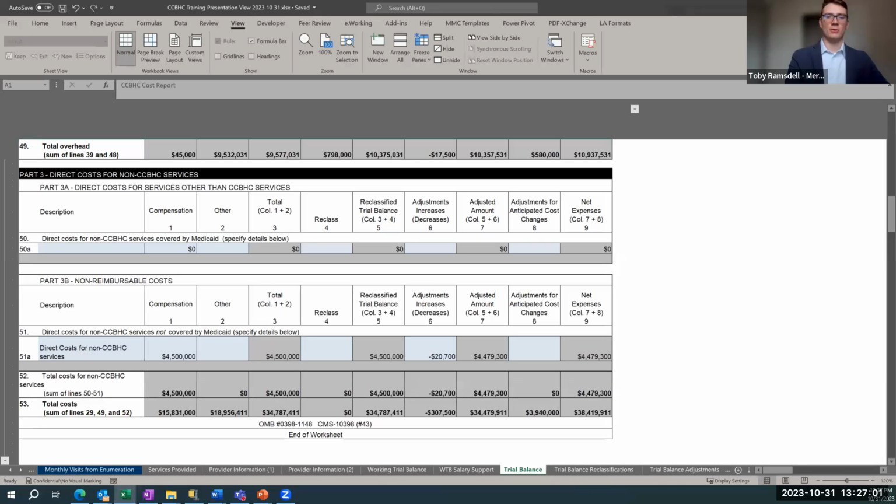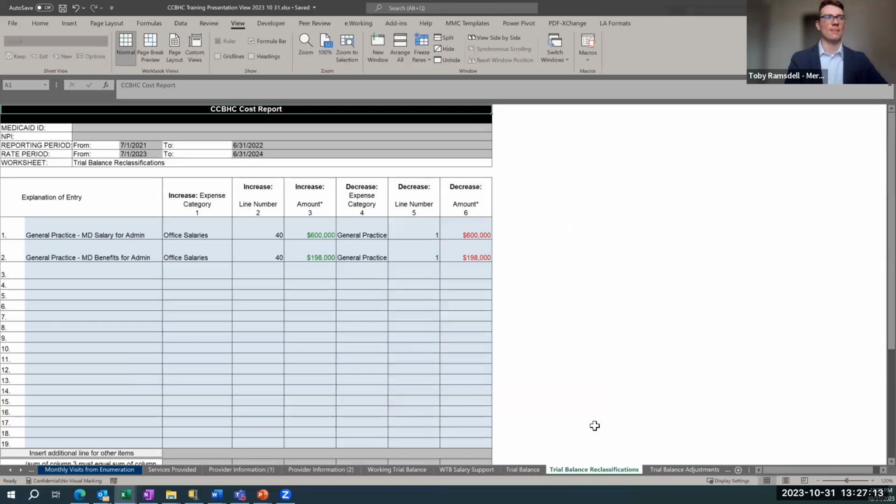All right, keep those questions coming in the chat. I think that we're starting to come across some really interesting topics, so feel free to keep those coming, and we'll start walking through the supporting schedules of the trial balance. So here's an example of the trial balance reclassification schedule.